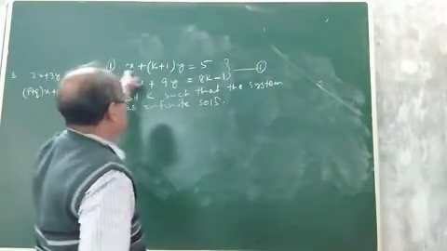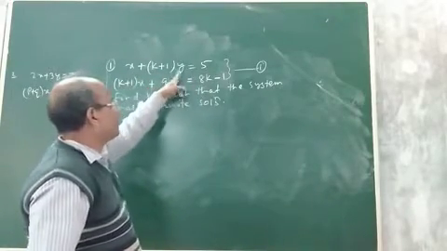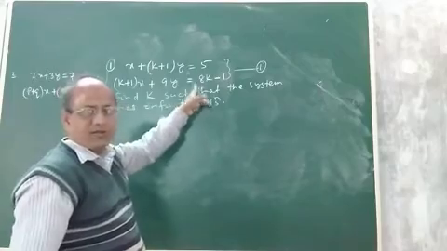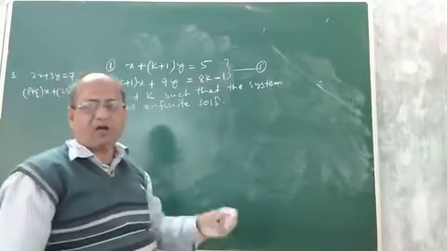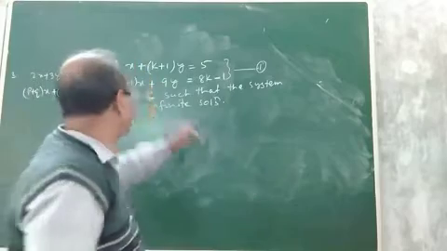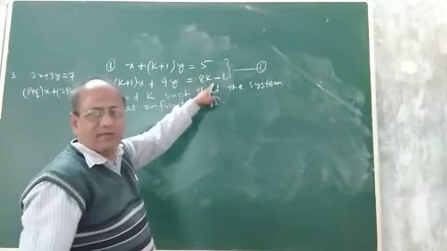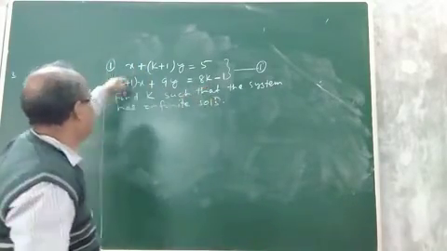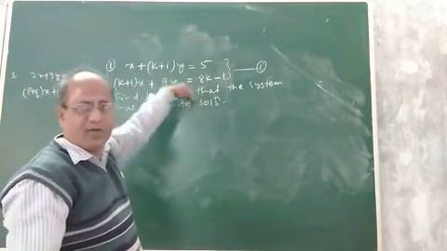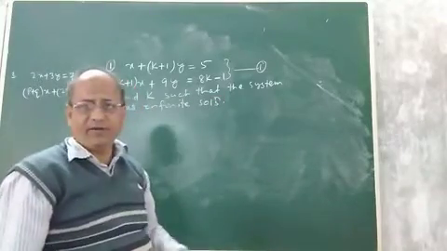Suppose you are given a pair of linear equations. Look at x plus (k plus 1) y equal to 5, this is one equation, and there is another equation. These two equations are of the form a1x plus b1y plus c1 equal to 0, a2x plus b2y plus c2 equal to 0, where you can easily find the values of a1, a2, b1, b2 and c1, c2 from the given system.